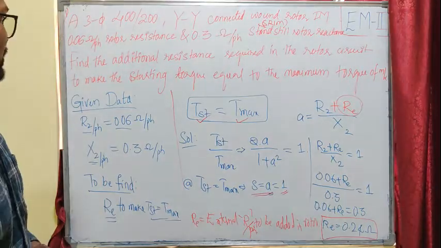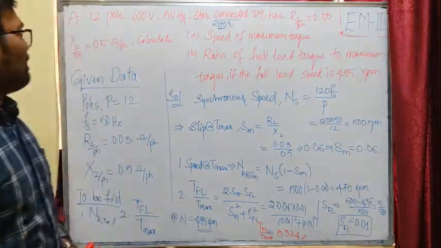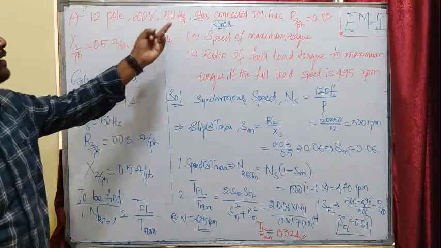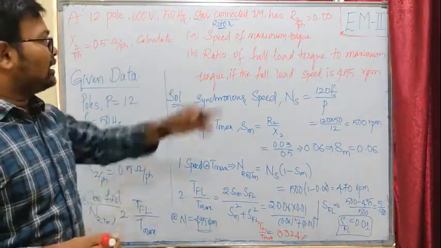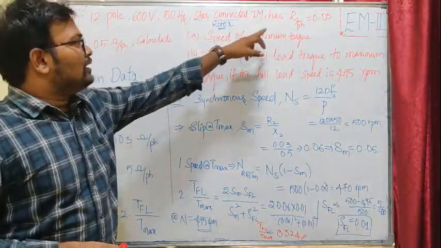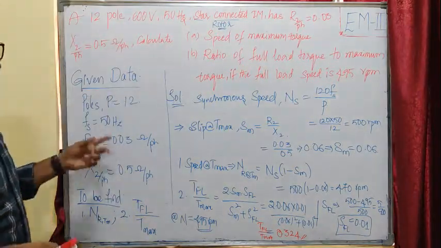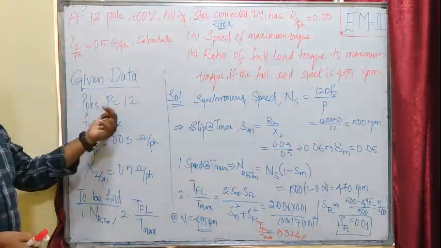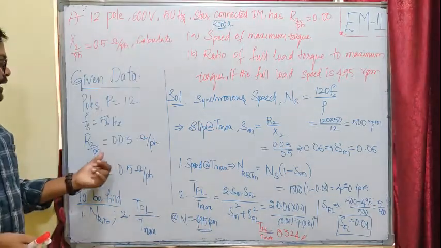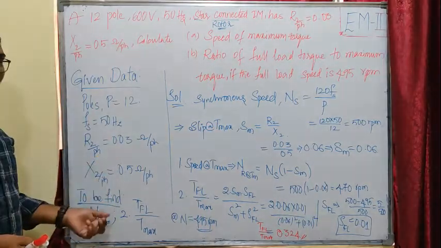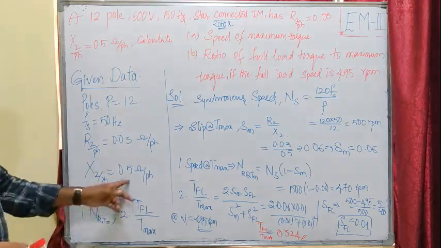Let us do another problem. We have another problem, that is a 12 pole 600 volts 50 Hz star connected induction motor. Here star connected is referred to the rotor circuit. It has rotor impedance R2 and X2 as 0.3 and 0.5. So our given data is number of poles is 12, frequency is 50 Hz, and rotor resistance per phase 0.03, and rotor reactance per phase is 0.5.